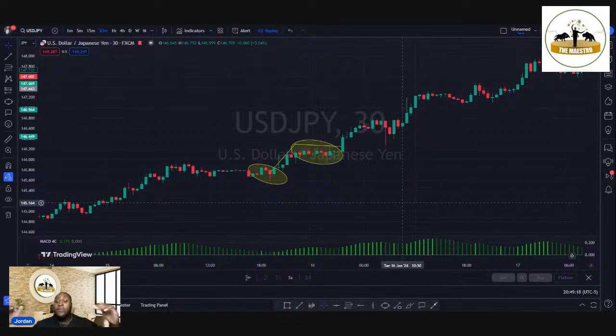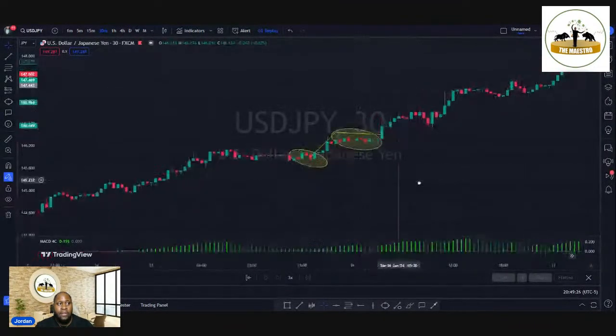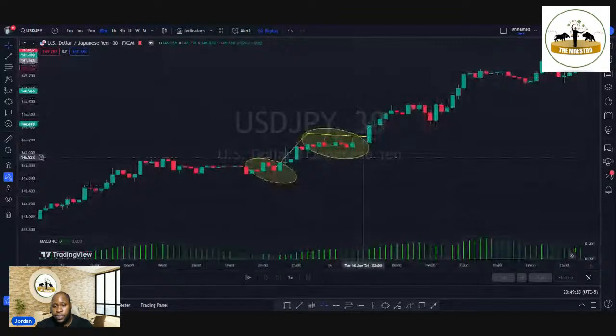For the uptrend examples, I'm on an uptrend now. What am I looking for in the reversal? I'm looking for support.